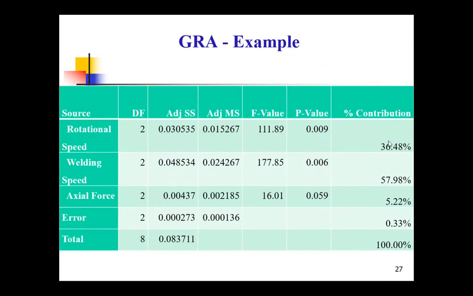Then coming on to the ANOVA table, here you can find out the percentage contribution. The welding speed is higher, it contributes 57.98%, followed by rotational speed at 36.48%, but the influence of axial force is very, very low. So by this ANOVA we can determine the influence or contribution of the individual parameters that are selected for analysis.